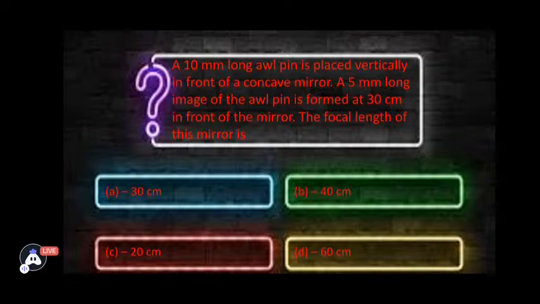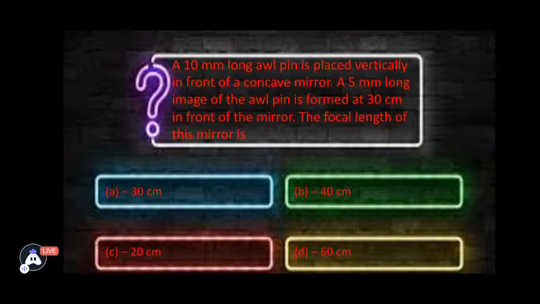Now this next question is extremely important. It can come in 2 or 3 marks, and if you observe, it is an NCERT exemplar question in the form of MCQs as well. So think about this question carefully. The question says a 10 millimeter long awl pin is placed vertically in front of the concave mirror. So what is the 10 millimeter? It is the height of the object जिसको हम observe कर रहे हैं. तो 10 millimeter long awl pin is placed in front of the concave mirror.